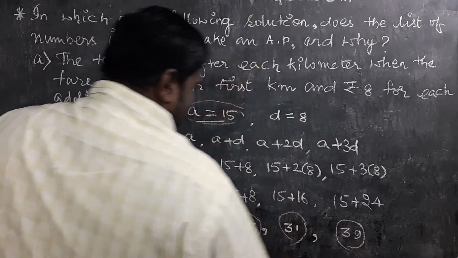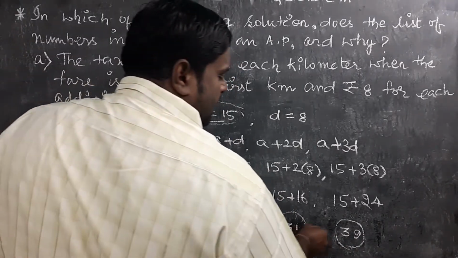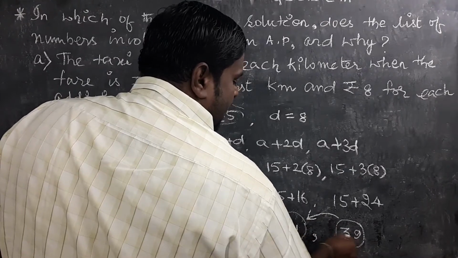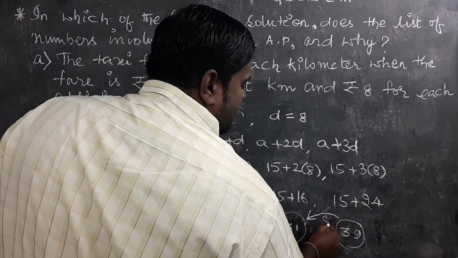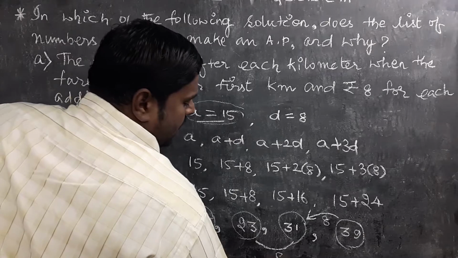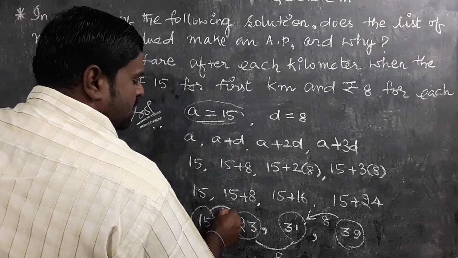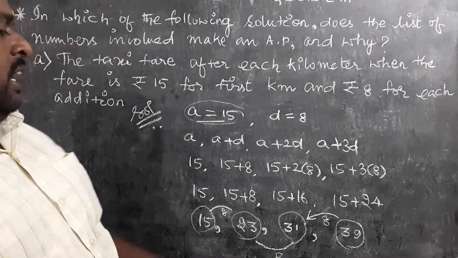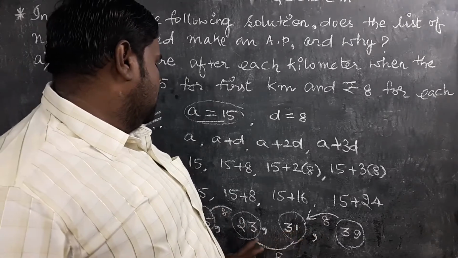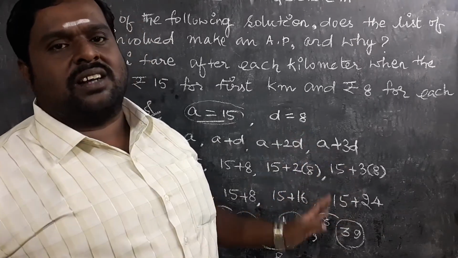Now look here, I can term them as a1, a2, a3, a4. Now a4 minus a3, 39 minus 31, I can write it as 8. What is the difference here? 31 minus 23 is nothing but 8. What is the difference? 23 minus 15 is nothing but 8. So it's very simple: the fourth term and third term difference is 8, the third term and second term difference is 8, the second term and first term difference is 8. It's very clear the differences are constant.